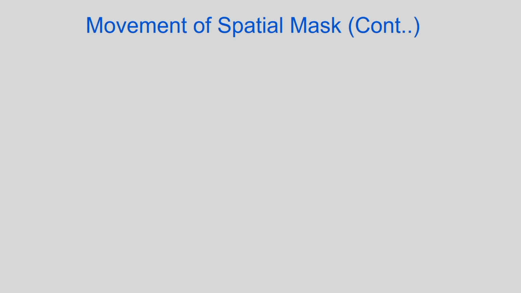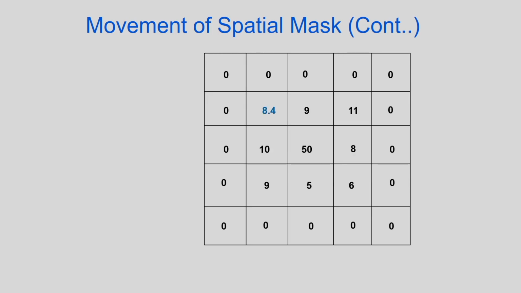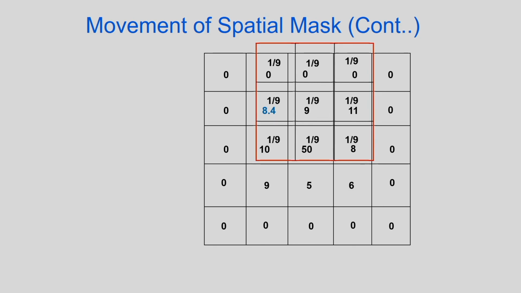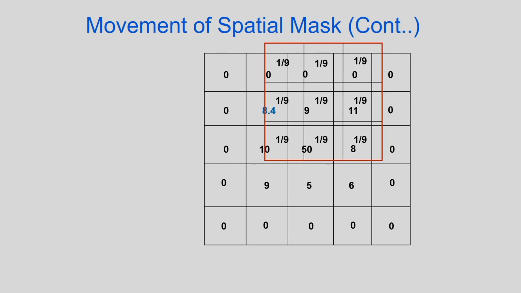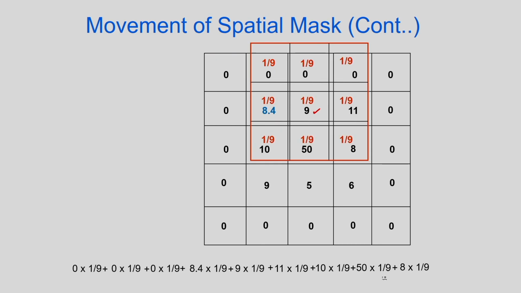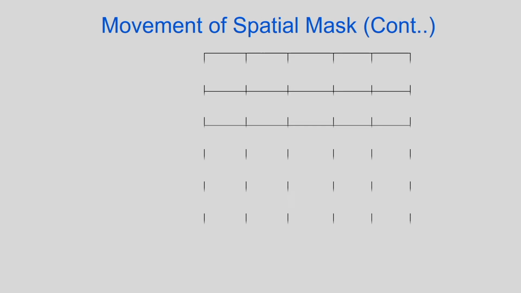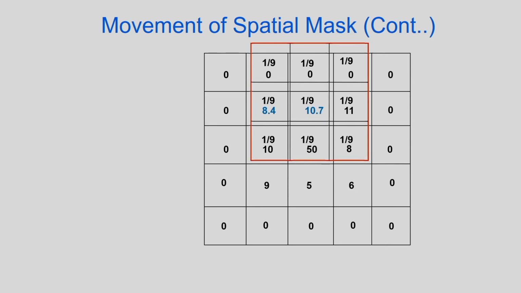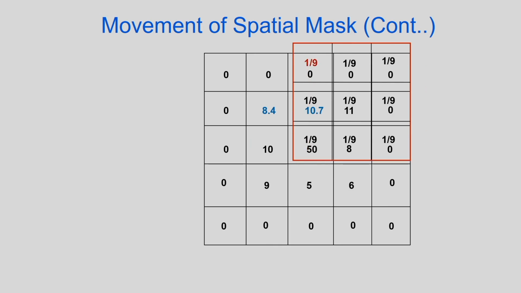After this, what I have to do? I have to move the mask to the next pixel, and the center pixel is 9 in this case. Corresponding to the center pixel, I have to determine the response of the mask. So you can see this is the response of the mask corresponding to the center pixel 9. Like this I have to do this operation for all the pixels of the image. Again you can see the mask is shifted and I have to determine the response of the mask.